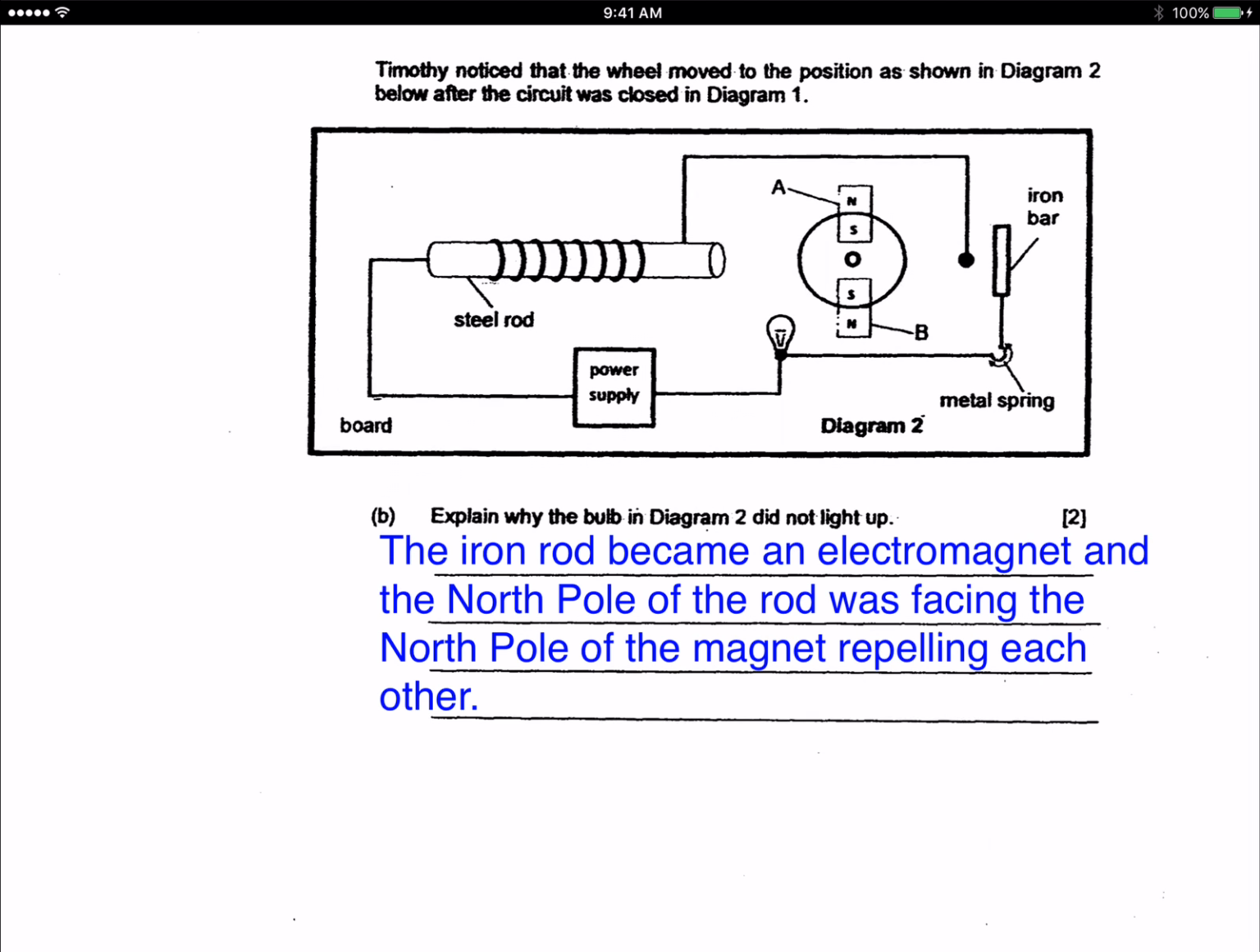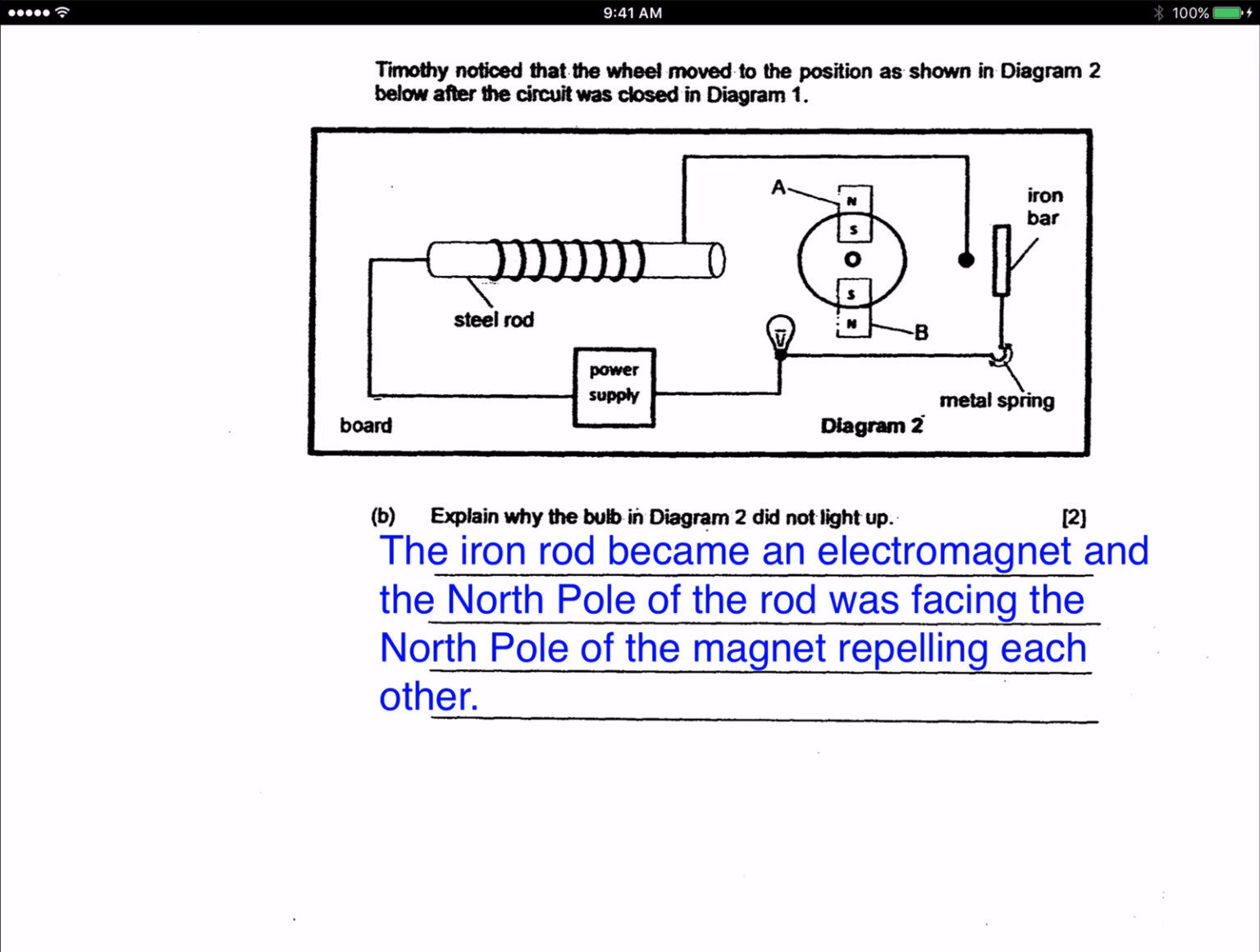Okay, so the answer is different. I know the first part you have to add this, right? Because you talk about the thing turning, but you didn't say how come it turned. How did it turn? The reason why it turns is because the iron rod, this one, became an electromagnet, and the north pole of the rod is facing the north pole of the magnet, repelling each other, thus causing an open circuit.